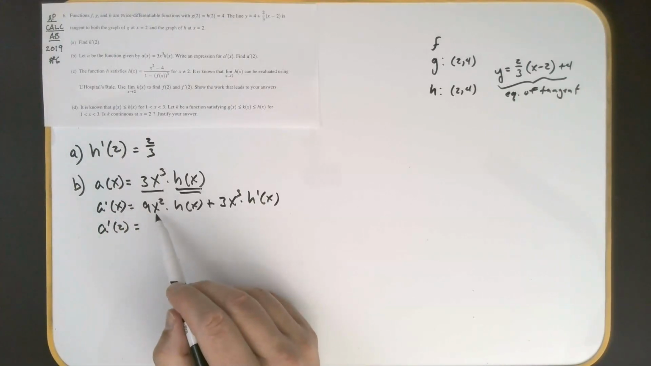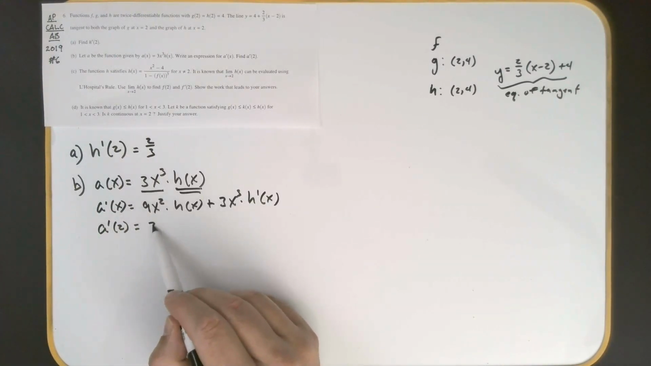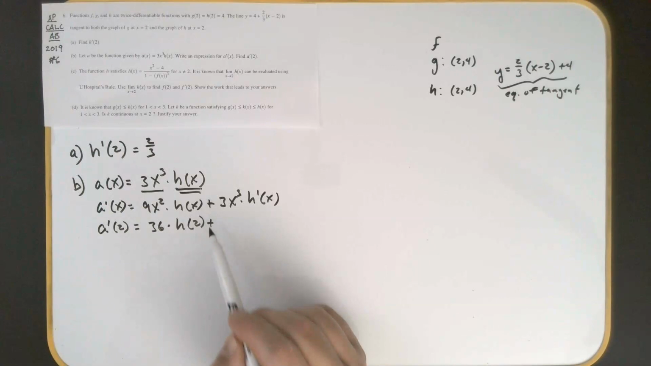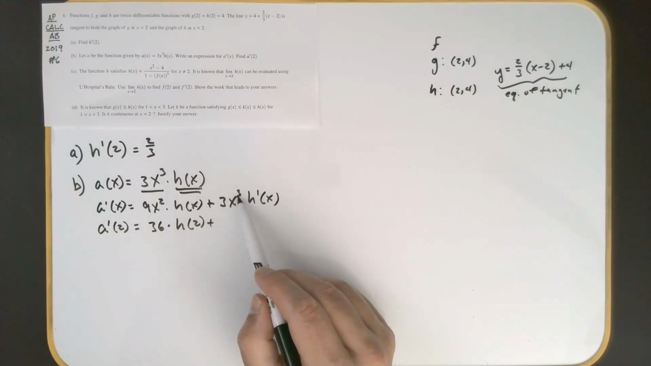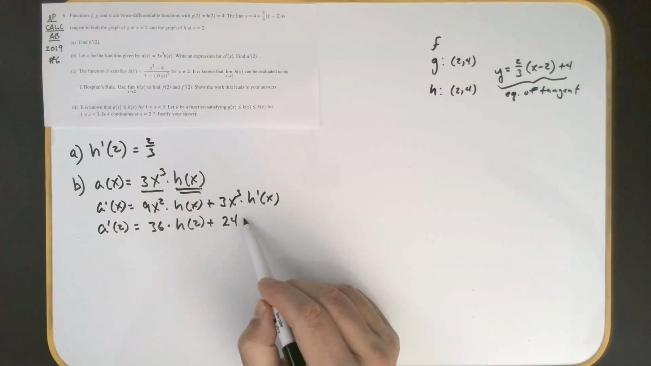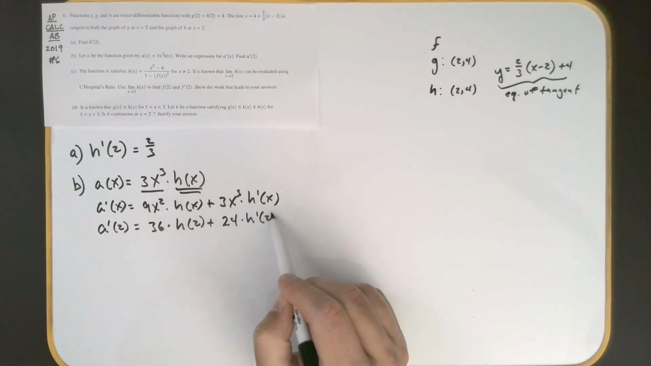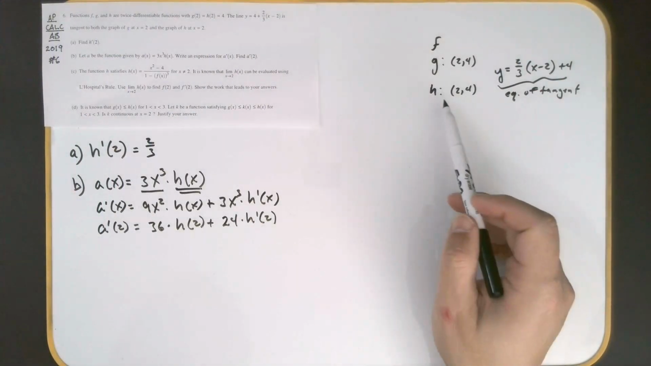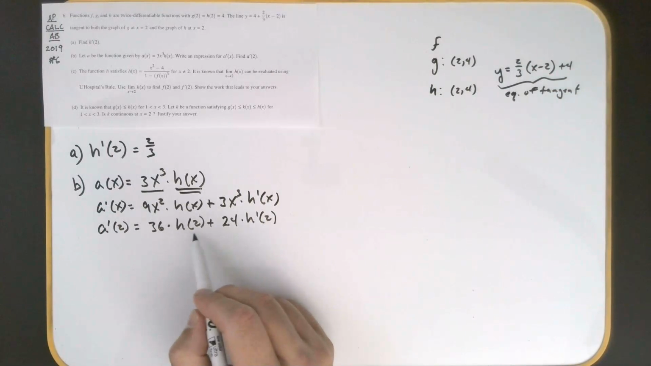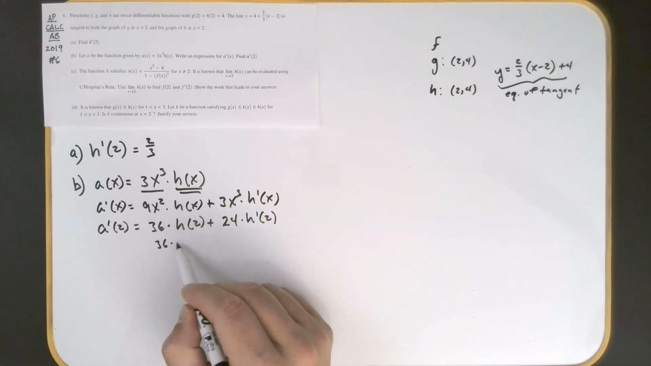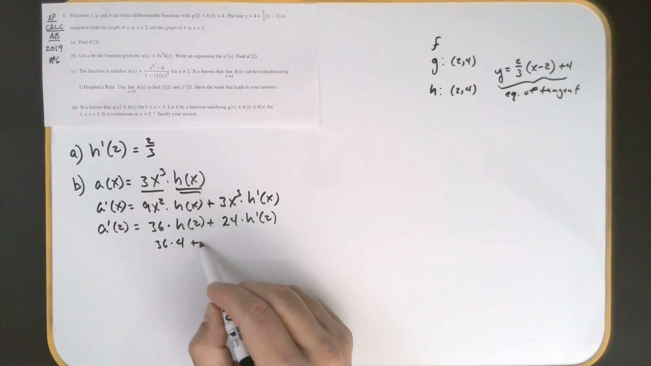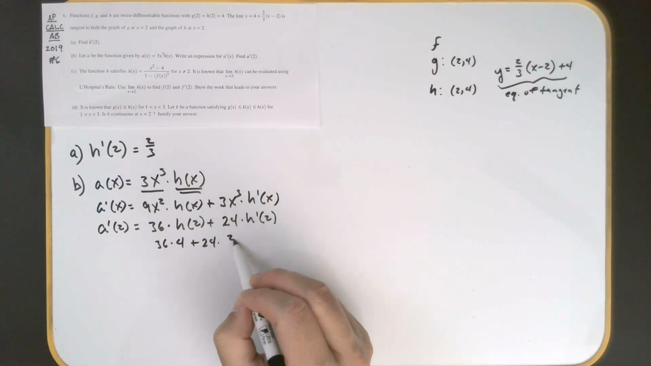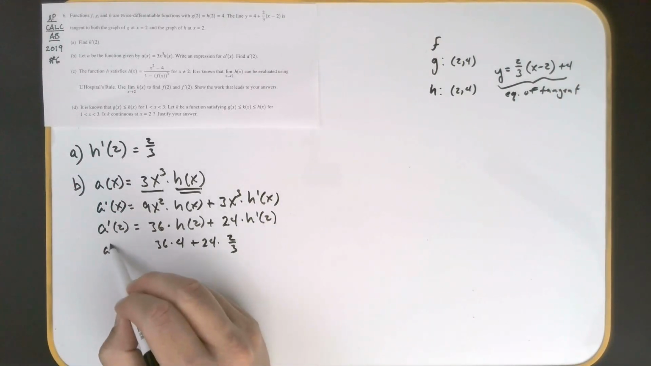So a prime of 2: 2 squared here is 4, and 4 times 9 is 36. So we have 36 h of 2, plus 2 cubed is 8, and 8 times 3 is 24. So we have 24 h prime of 2. Now we have to see what we can figure out here. Well, h of 2 was one of the values given in the given information, so this is actually 4. So it looks like we have 36 times 4 plus 24 times the derivative of h at 2, which was the prior question, which is 2/3. And this is all a prime of 2.